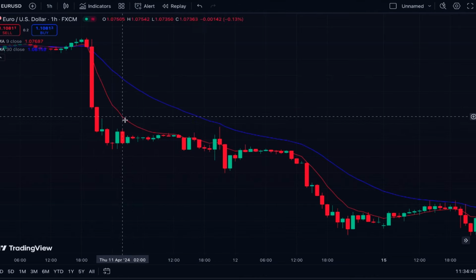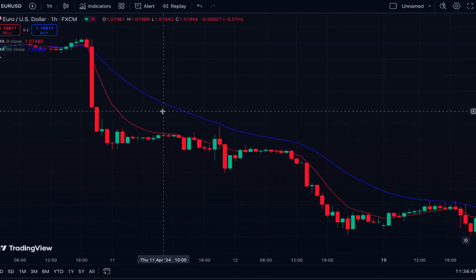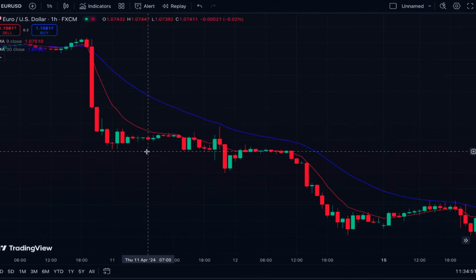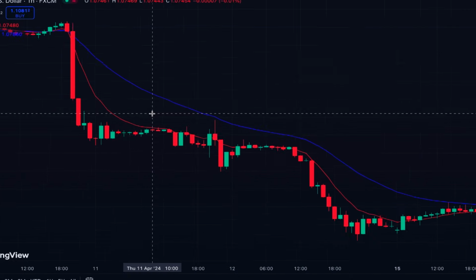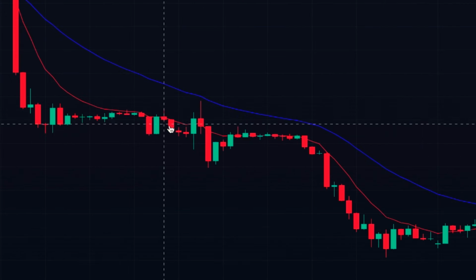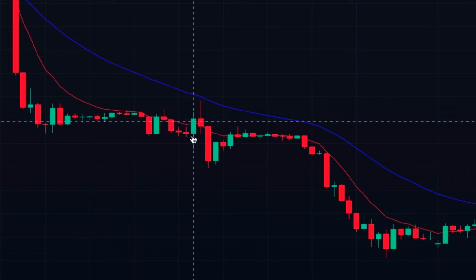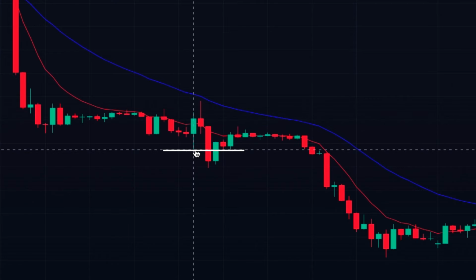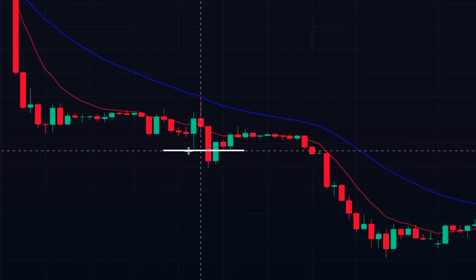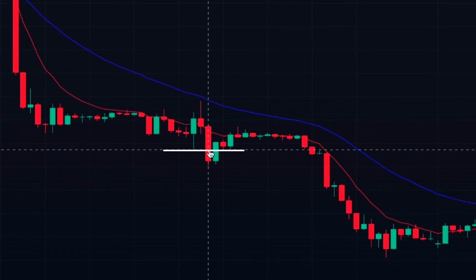When the 9-period EMA is below the 30-period EMA, this shows that we are in a downtrend, and in this situation we must wait for a candle that is closed above the 9-period EMA. This is our trigger candle. We mark the low of the trigger candle and we wait for the price to be closed below this low, which happened here by the help of this candle.